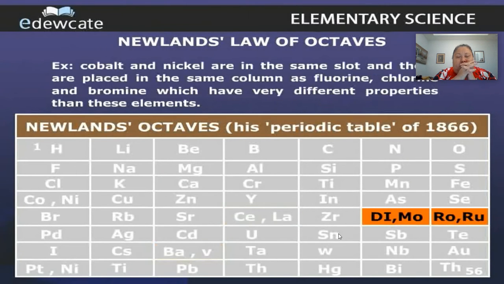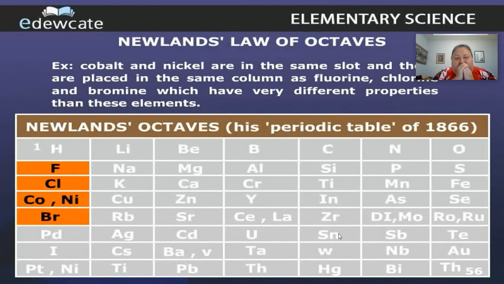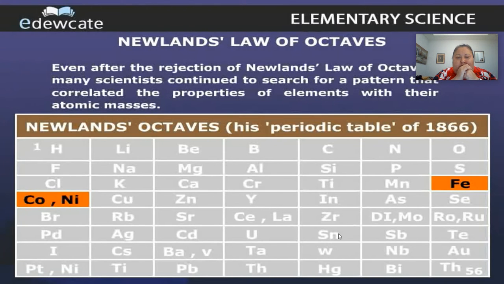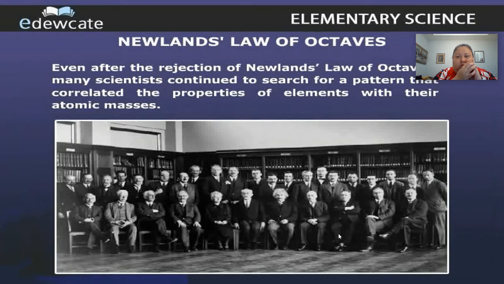For example, cobalt and nickel are in the same slot, and these are placed in the same column as fluorine, chlorine, and bromine, which have very different properties than these elements. Iron, which resembles cobalt and nickel in properties, has been placed far away from these elements. Thus, Newland's law of octaves worked well with lighter elements only. Even after the rejection of Newland's law of octaves, many scientists continued to search for a pattern that correlated the properties of elements with their atomic masses.